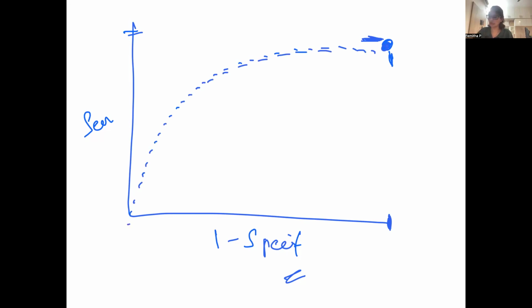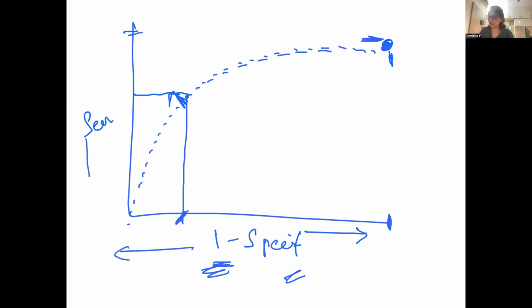But if you want a good trade-off, you take the shoulder where you get a good balance between sensitivity and 1 minus specificity. So this means that you have a high specificity, right? This way is bad specificity. This way is good specificity because it's 1 minus specificity. And you have this way good sensitivity, this way bad sensitivity. So you want it that way also and you want it this way also. So this would be a good cutoff.